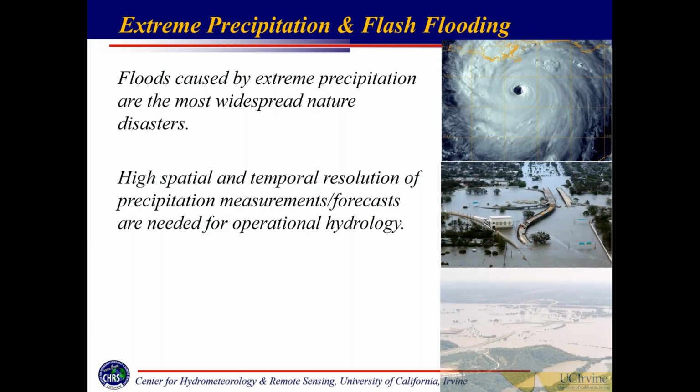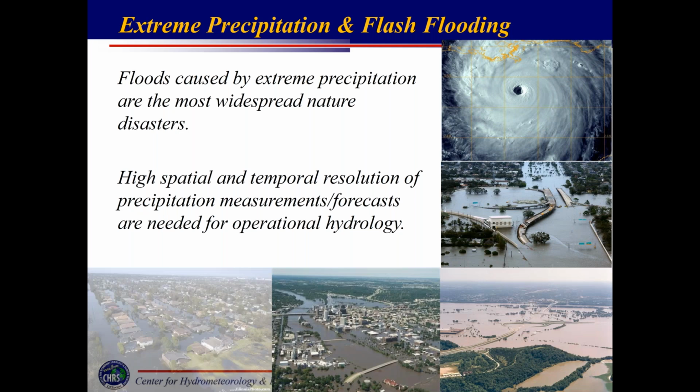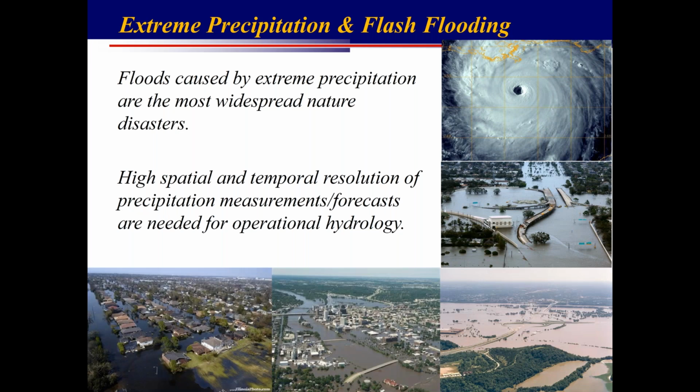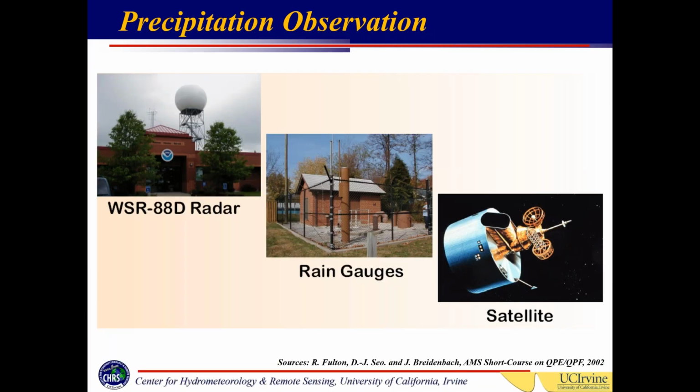with a motivation that we can deal with operational hydrology, especially for extreme events like flooding, where the input from the forcing is important. And from a long term perspective, like drought or others, water supply, precipitation is also important. So we work on that, and different observations have their advantages and also their limitations.